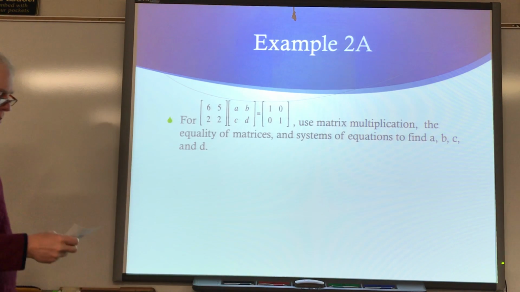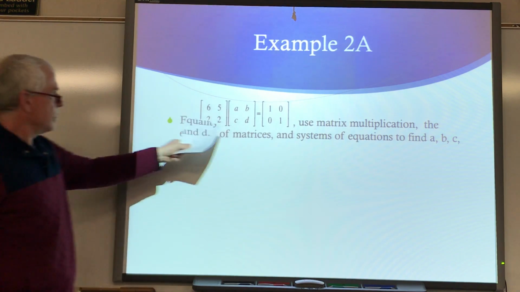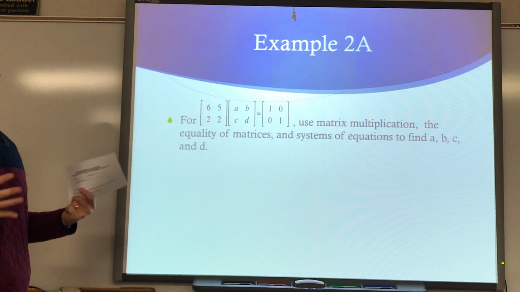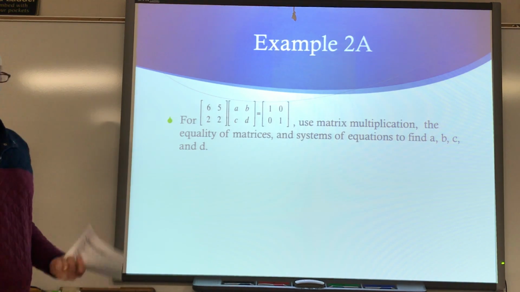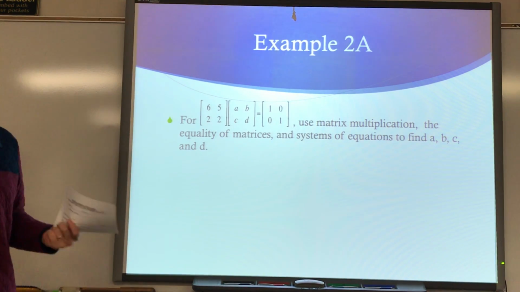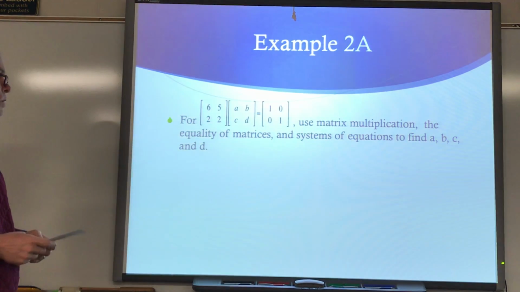Okay, example 2a is more of what we did previously. So we're going to multiply these together to get the identity matrix. Well, the only way to multiply two things to get to the identity is to multiply by the inverse. So in essence, when I find A, B, C, and D here, I'm finding the inverse. So this is one way of finding the inverse.